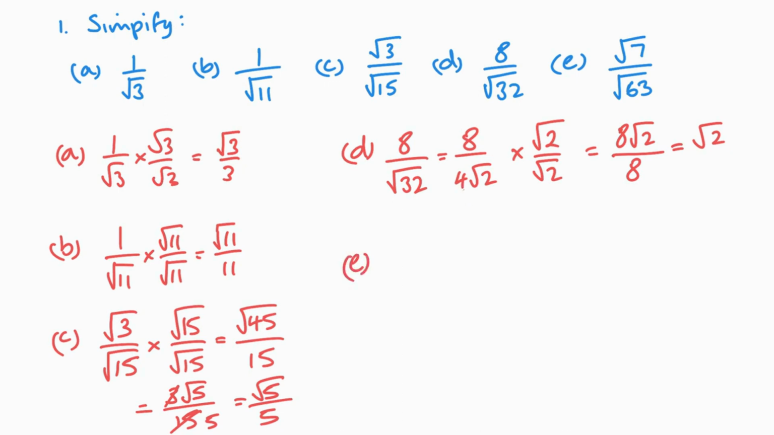And it's very similar in this one. In fact, this is a really bad example because the root 63 will actually simplify to 3 root 7, so we actually don't need to do anything with that. We don't really need to rationalize it as such.